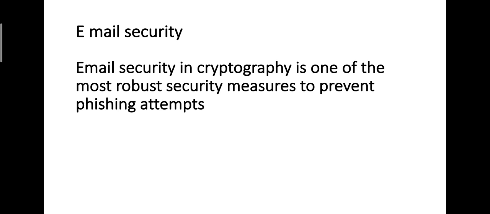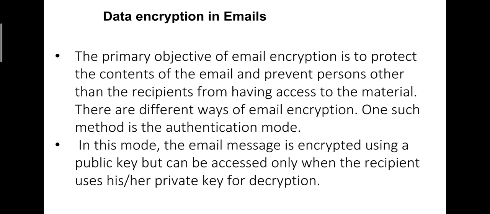Email security. Cryptography is one of the most robust security measures to prevent phishing attempts. Data encryption in email: the primary objective of email encryption is to protect the contents of email and prevent persons other than the recipients from having access to the material. There are different ways of email encryption.